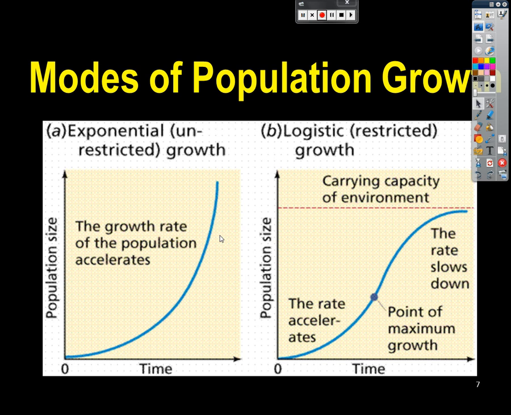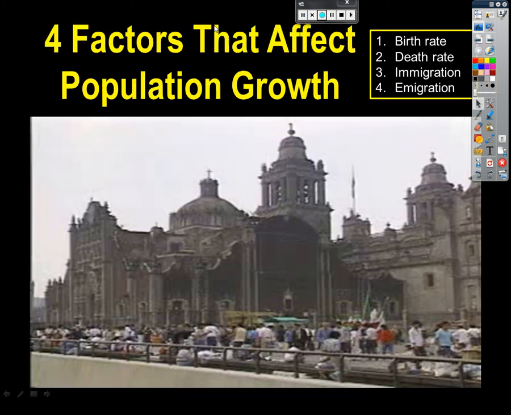In some cases, like with us, for example, it would be a drastic change. Like the Black Plague brought our exponential growth down drastically, rather rapidly. There are 4 big factors that affect the growth of a population: birth rate, death rate, immigration rate, and emigration rate. Immigration rate and emigration rate is the coming in and going out of an ecosystem, and birth rate and death rate, how many are born versus how many are dying within a given period of time.